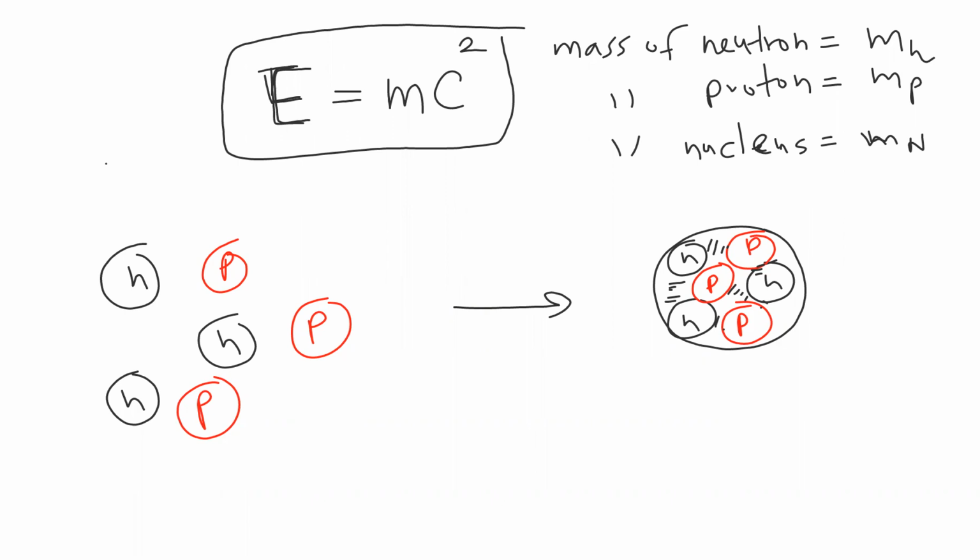Actually, if you take the total mass of neutrons and protons, 3 Mn plus 3 Mp is the total mass of neutrons and protons here. We think it is equal, but it's not. Always the total mass of the nucleus is lesser than the total mass of neutrons and protons. Some amount of mass is decreased.